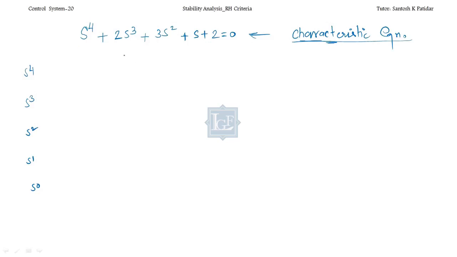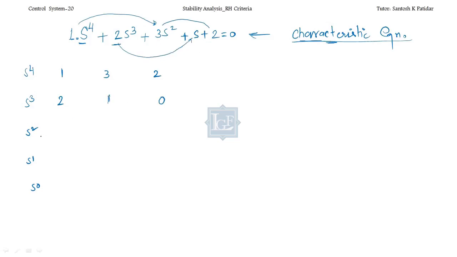We'll see. In alternating order, we'll write the coefficients. Over here it's 1, then 3, then 2, correct? Now let's come to this, it's 2, then 1 and then 0.